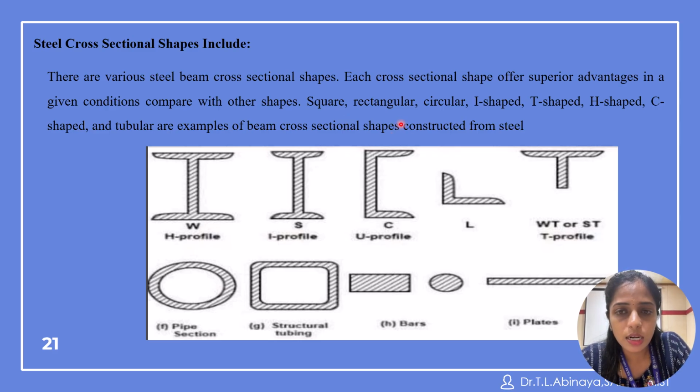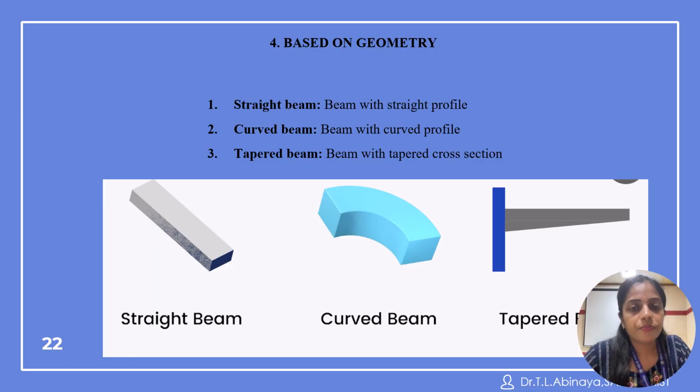So square, rectangular, circular, I, T, H, C, and tubular are examples of beam cross section shapes that can be constructed. Based on the geometrical pattern, there are straight beams, beams with a straight profile, curved beams, beams with a curved profile, and tapered beams, beams with a tapered cross section. These are the three different geometrical patterns in which beams can be used.